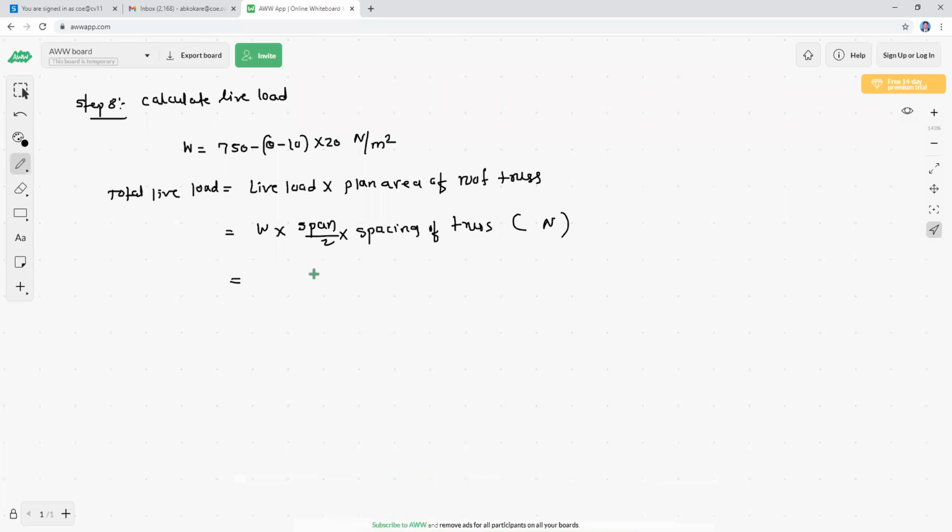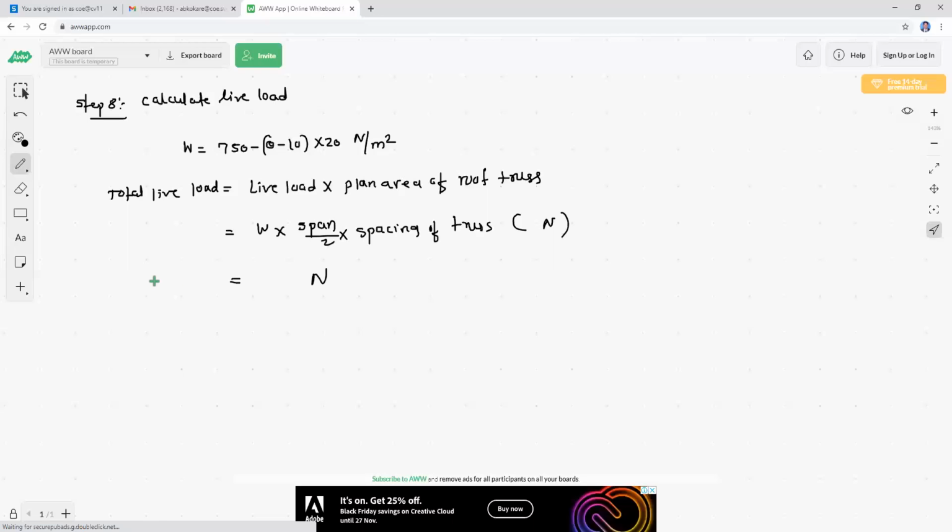So now here total live load is in Newton. How? Because theta is known, if we put the theta value here, then this live load W we will get in Newton per meter square. If we multiply by the plan area of roof truss in meter square, then meter square and meter square get cancelled, and we will get the value in Newton. So total live load on the roof truss we will get in Newton.